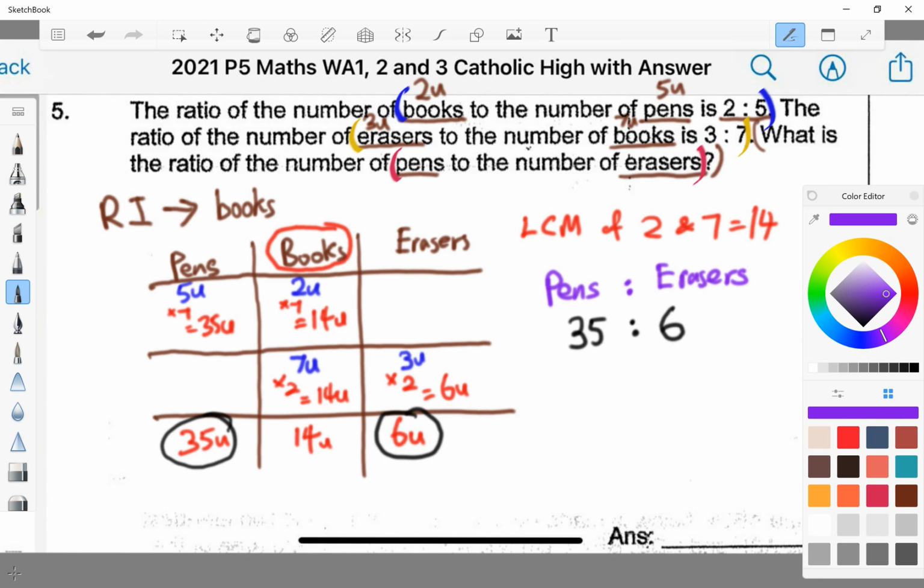And always double check that. Always double check if your ratio can be further simplified. I do know that this question, 35 to 6, is already in the simplest form. And there we have it.